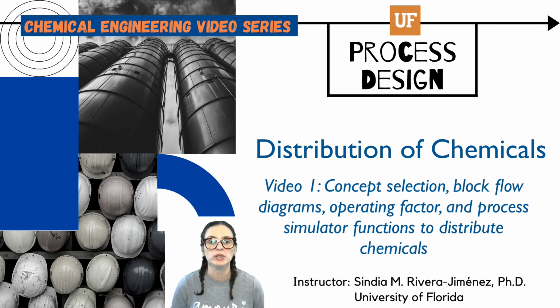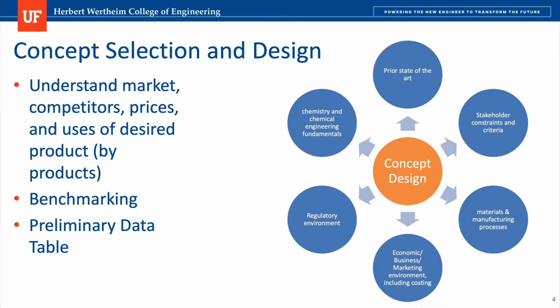In this video, we're going to be looking at the distribution of chemicals, and we're going to review some of the heuristics needed to start building your first process flow diagram. Initially, when you're working with a new concept, you need to understand the market, the competitors, the prices, and uses of the desired product, and sometimes about the byproducts.